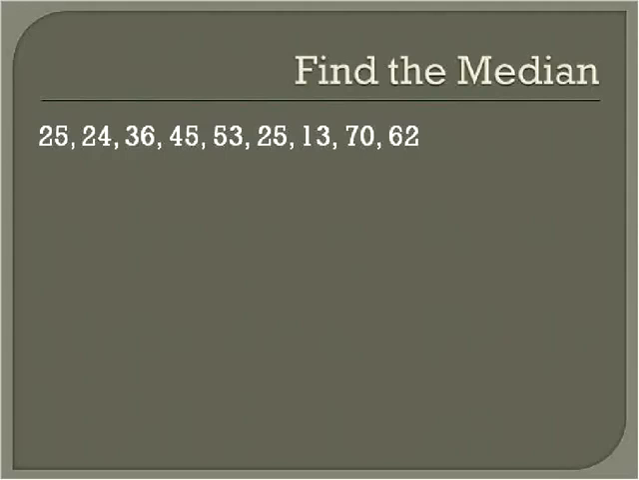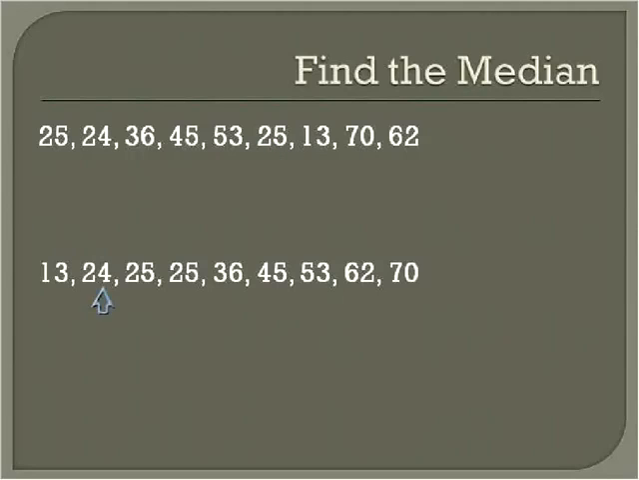All right, let's do another example of that. We've got this list of numbers here. We want to find the median, or the number right in the middle. The first step is that we're going to list all these numbers from least to greatest. So we'll start with 13, and then we'll go to 24, 25. There's a couple of 25s, so we make sure we list all of them in order. And we'll get 13, 24, 25, 25, 36, 45, 53, 62, 70. All the numbers are the same, they're just listed in order from least to greatest.